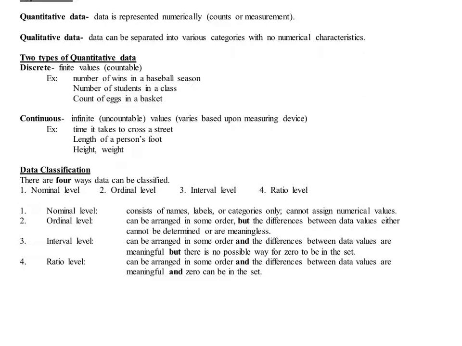That day being tomorrow. Data classification. You can classify your data in four ways. We have the nominal, ordinal, interval, and ratio levels. It's not always the case where a term will define itself, just based on the name of the term. Some of these actually fall into that category. But nominal consists of names, labels, categories only, cannot assign numerical values.